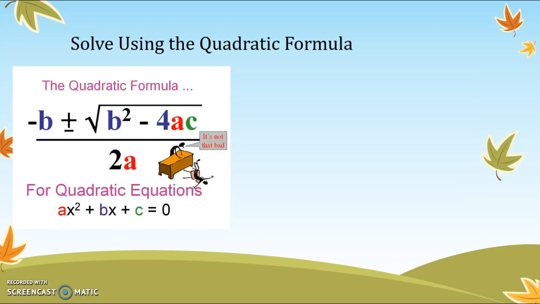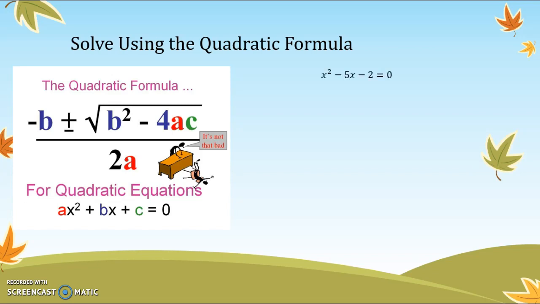So here's the quadratic formula. You may have seen this before, but it is x equals opposite b plus or minus the square root of b squared minus 4ac all over 2a. And we have to make sure that our quadratic equation is set equal to 0. And ideally, I'm just pulling the coefficients in front of x squared, in front of x, and the number by itself. And you can see that they're placed strategically within the formula.